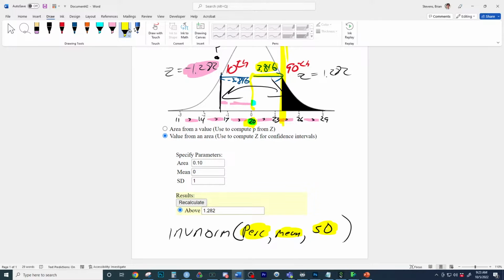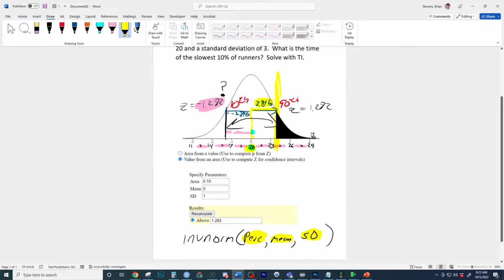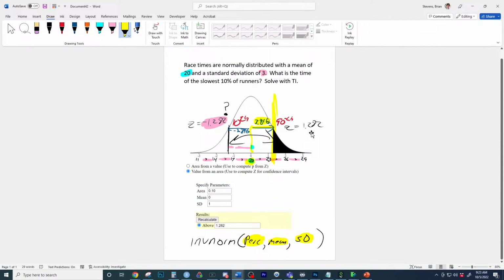So what should be your inputs for the percentile, the mean, and the standard deviation for what is the slowest 10%? Be very careful. I wrote it this way as a trick. So you want to enter in the percentile, the mean, and the standard deviation. What would be your inputs on the inverse norm if you're using the TI calculator?